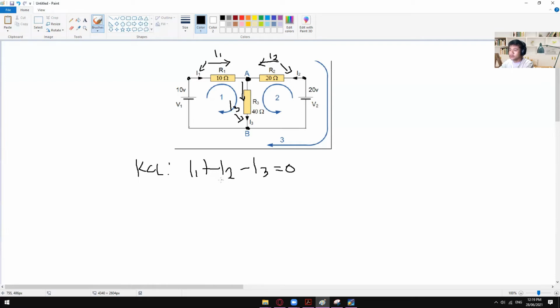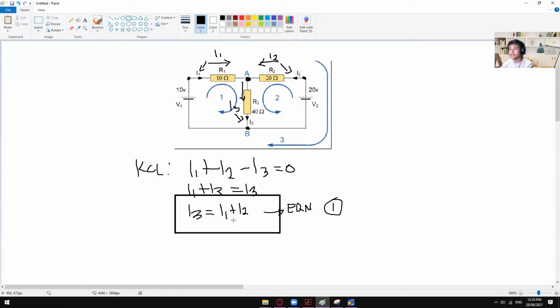So in this equation, this is our equation number one. We can actually come up with a simplified version wherein we transpose this negative I3 to the other side. So we could have I1 plus I2 is equal to I3 instead, just to eliminate that zero right here, or we can have I3 is equal to I1 plus I2. So this is now our official equation number one. Let me just highlight this one because this is the one that we will use later on.